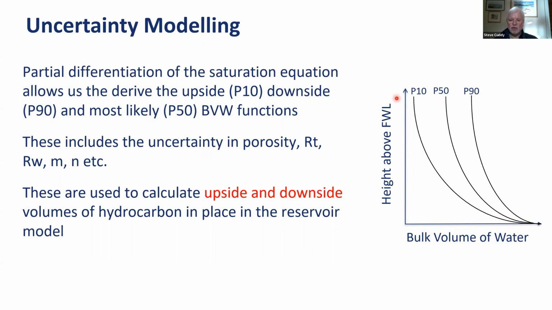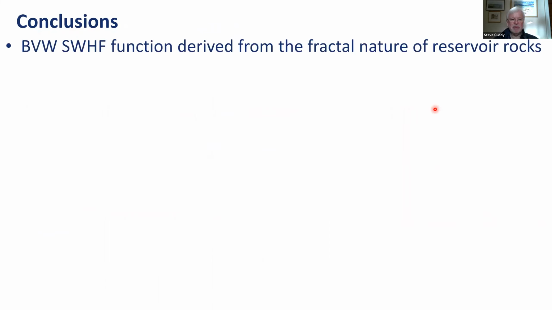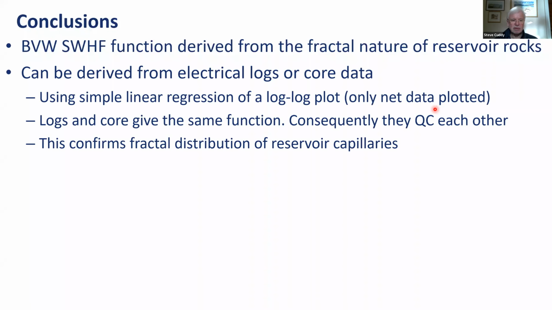So this gives you three functions. You put those into your model, so it gives you your average oil in place in your model, but it also gives you an upside and a downside. Very important. So in conclusion, the BVW function is derived from the fractal nature of reservoir rocks.